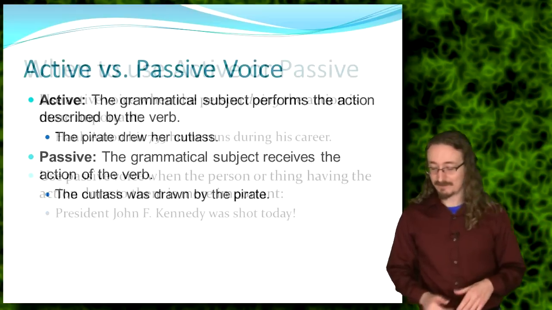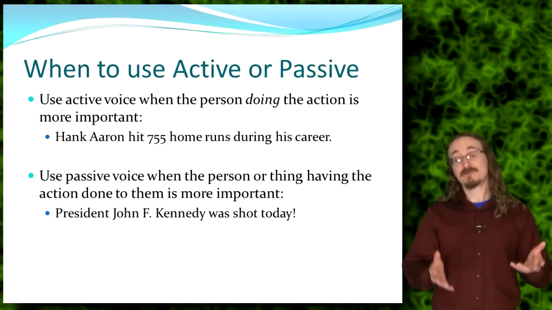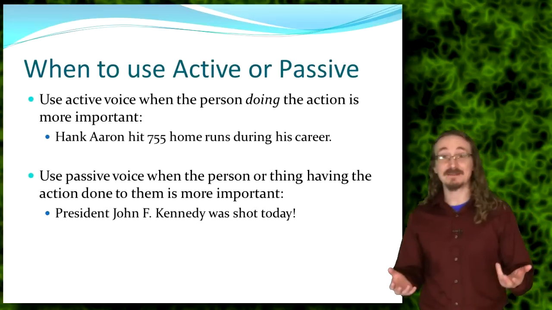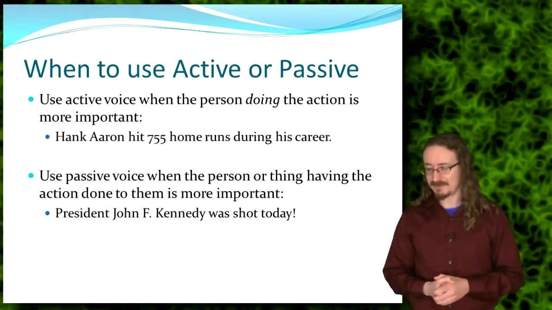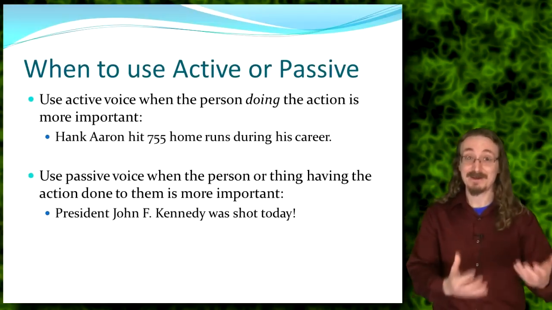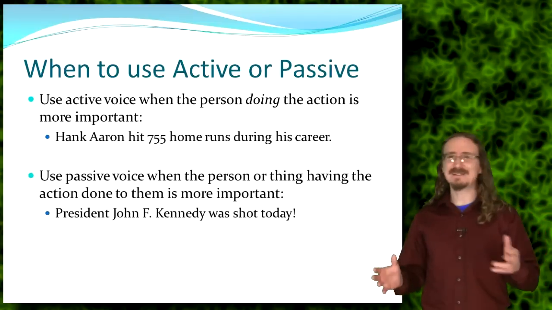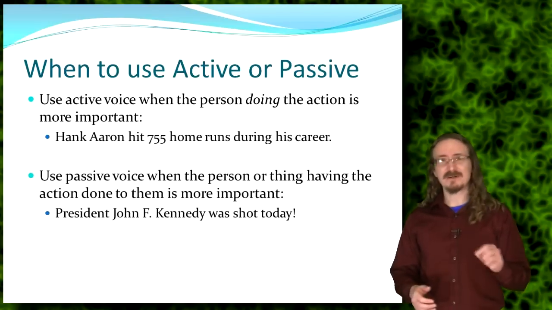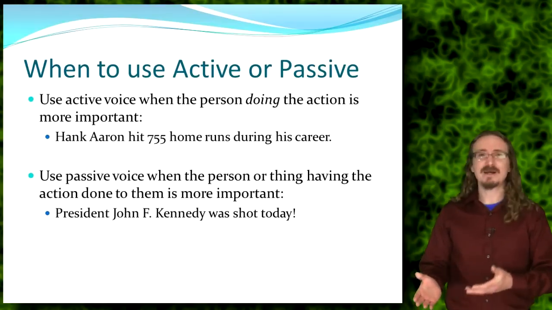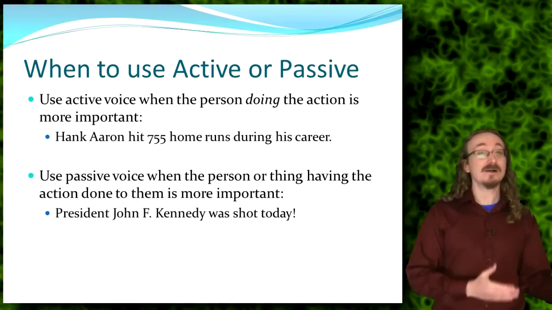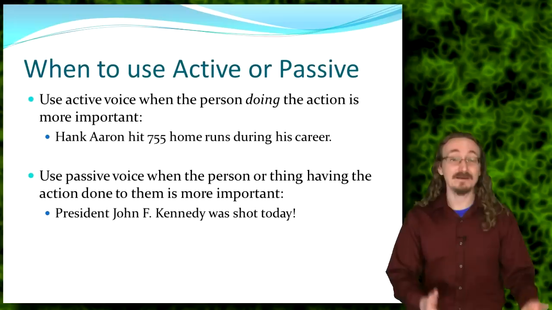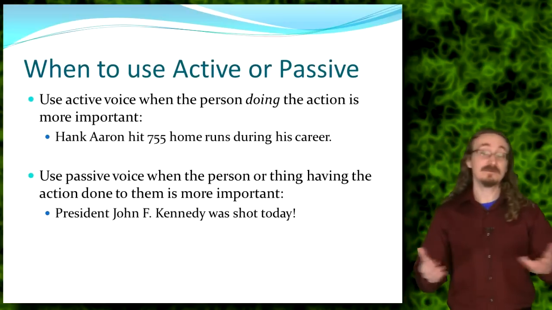So when should you use active or passive? If the person doing it or the thing doing it is important, then you use the active. So Hank Aaron hit 755 home runs during his career. It's important that you know the person. Hank Aaron is the one that hit these runs. Wouldn't make any sense if I started this by saying 755 home runs were hit by Hank Aaron. You know, why do I want to introduce the concept of home runs first? It makes more sense to tell you about Hank Aaron first, so you have him in mind, so that when I tell you about the home runs, it's easy to follow.